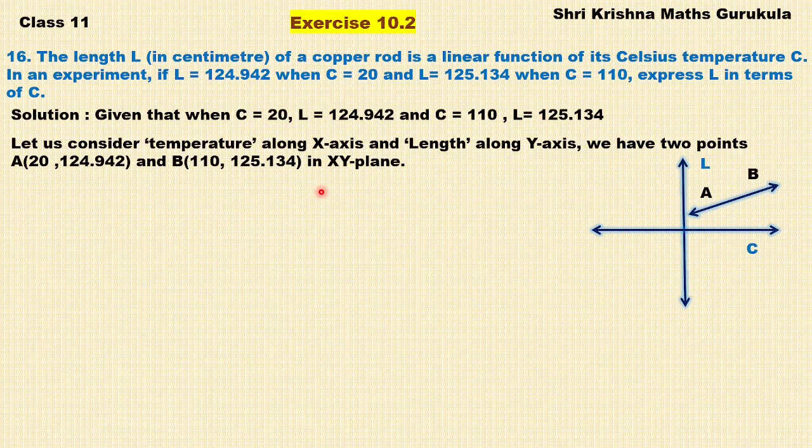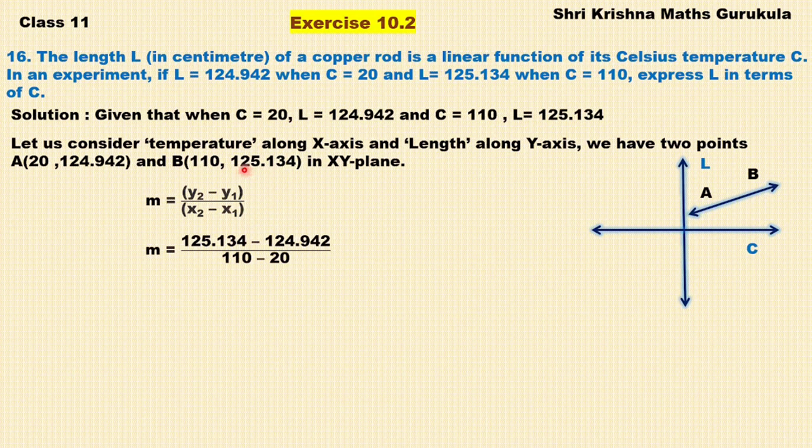Now to find the linear relation between temperature and length of the copper rod, this is a line segment. We can use these 2 points to find the slope of the line, correct? Slope of the line segment? Yes, we shall do that now. So we know the formula to find the slope of the line. m is equal to y2 minus y1 by x2 minus x1. So this is x1, y1 and this is x2, y2.